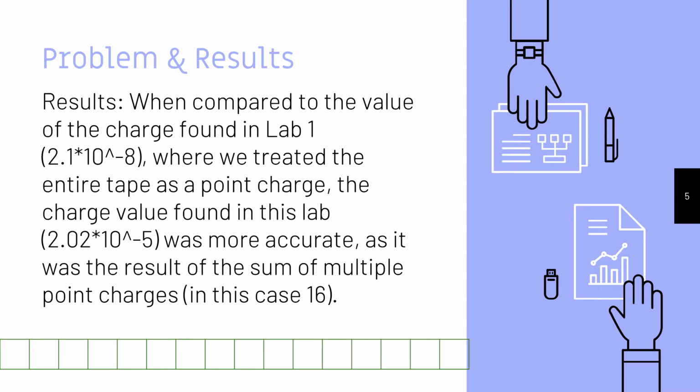As you can see, I have included a rough diagram which shows a rectangle which symbolizes a length of tape that has been divided into 16 pieces, each of which represents a point charge and is included in the sum of the total electric force. I chose the number 16 arbitrarily as it was a value that demonstrated a significant difference from the initial experiment in which the entire tape was treated as a point charge.